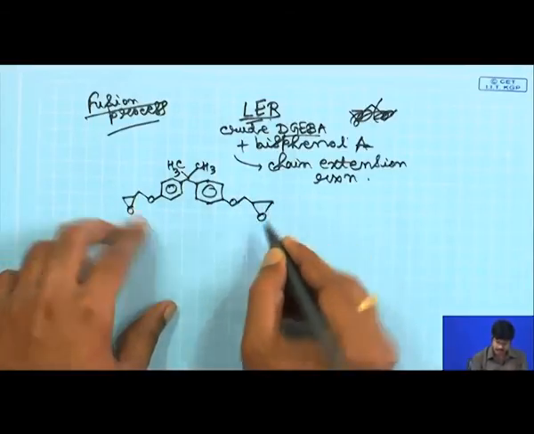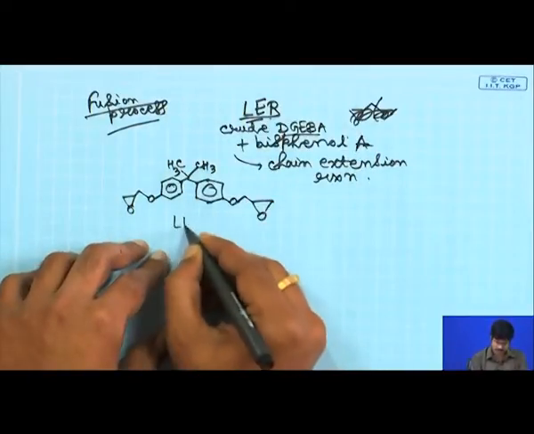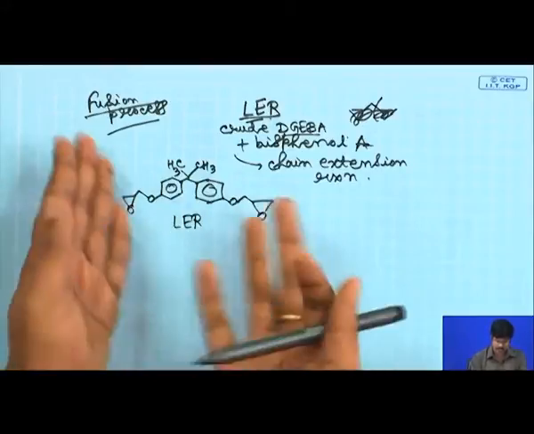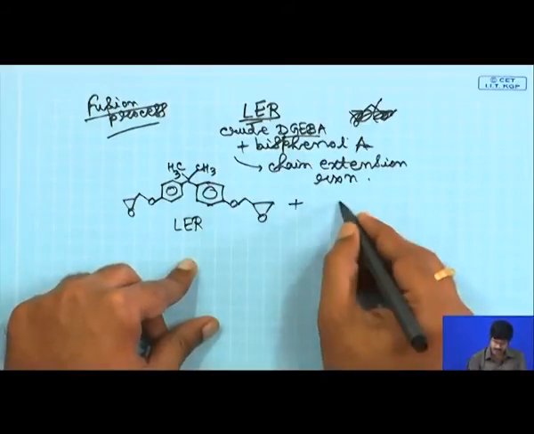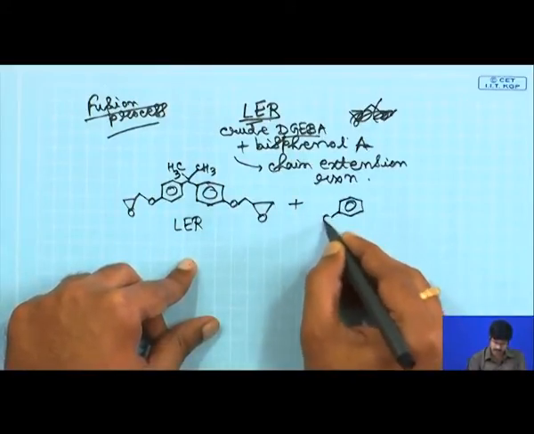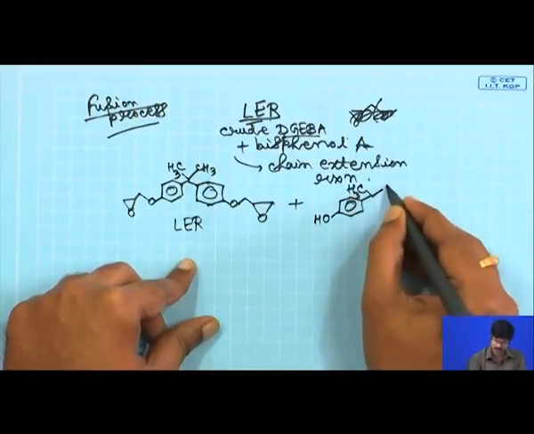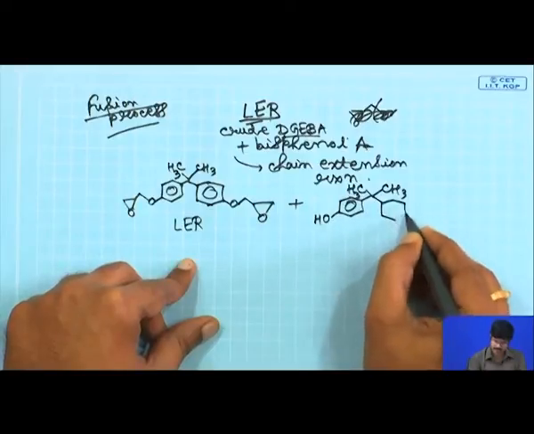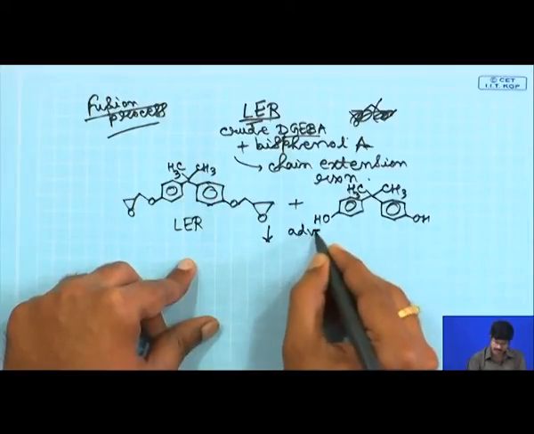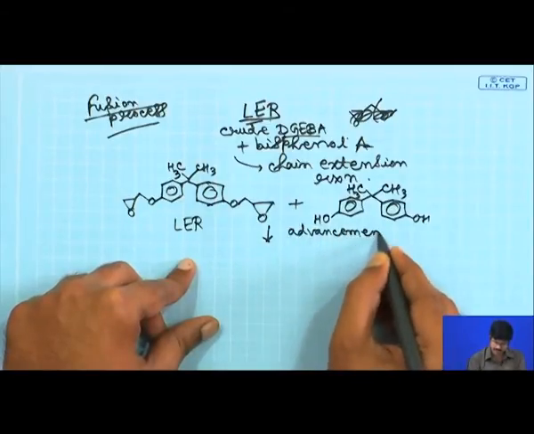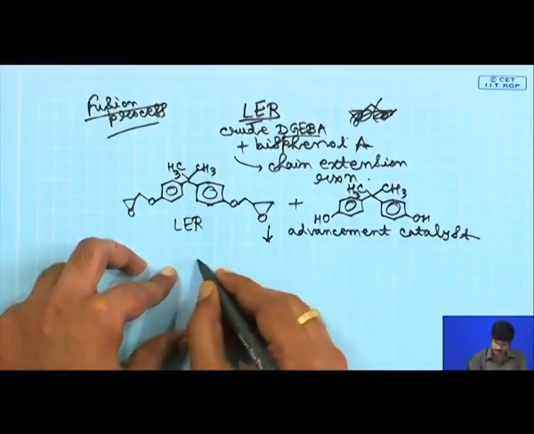but this is not 100% of this, the starting material or the liquid epoxy resin. All right. So, I am just putting LER, even though what I have drawn is your 100% diglycidyl ether of bisphenol A. So, that now reacts with your BPA or bisphenol A, and you are using what you call an advancement catalyst, and you get your product.